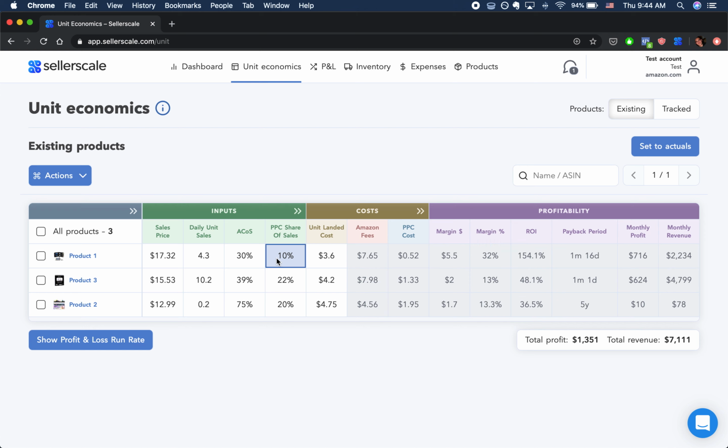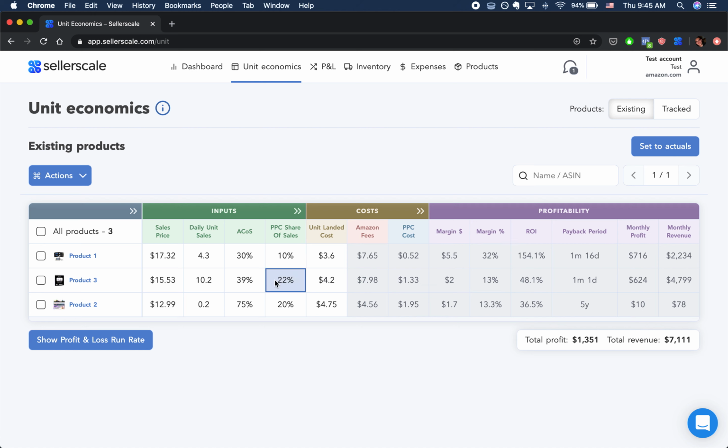So let's say we want to see how profitable this product can be if all of its sales are organic. Just put in 0% over here, and we see that it has a really high ROI and payback of only 1 month, which is kind of insane. So we see how profitable the product can be if it's so good that you're selling everything organically. And then let's simulate the opposite scenario. What if all of our sales are coming in through PPC ads? And we see, again, that the profitability profile of this product drops substantially if you do that.